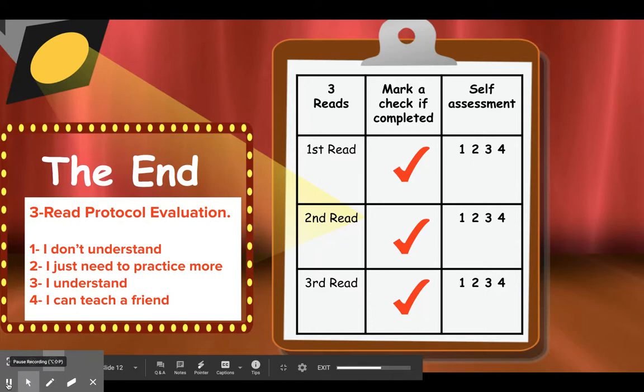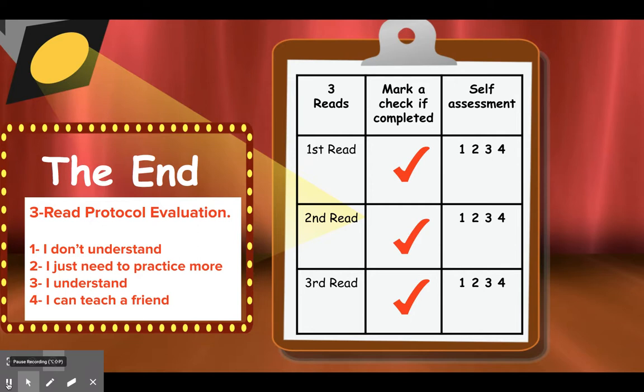So once again, we've come to the end of our 3-read protocol. We did our first read, our second read, and our third read. Thank you guys so much for sharing out your mathematical questions in the chat and also verbally.